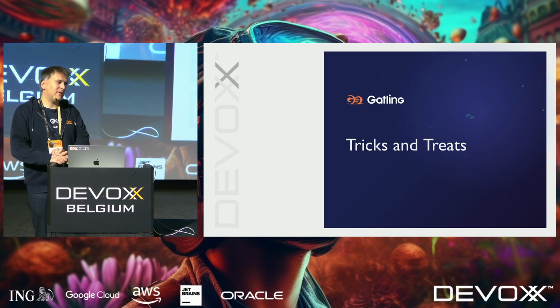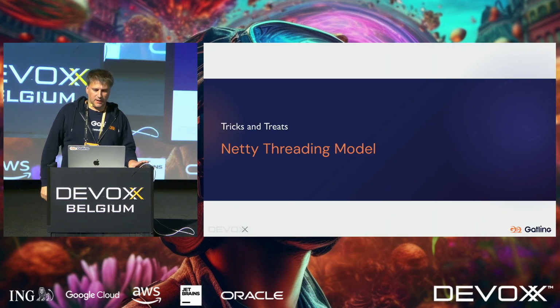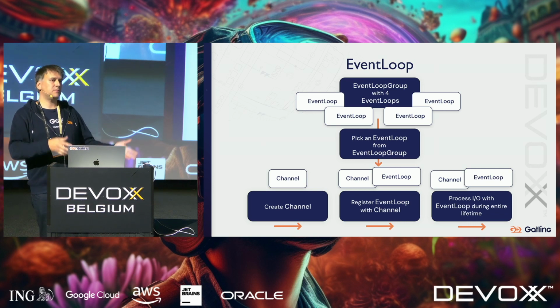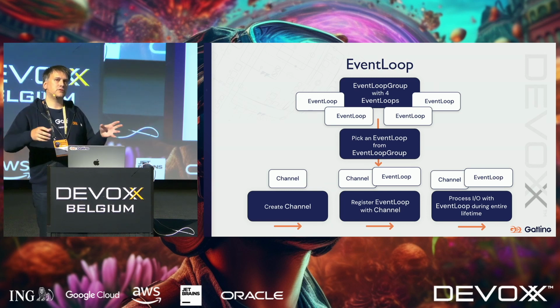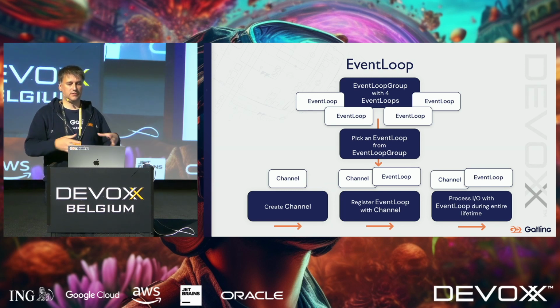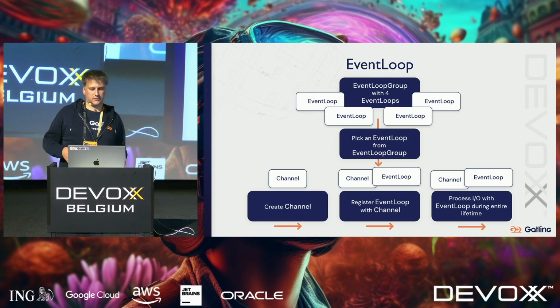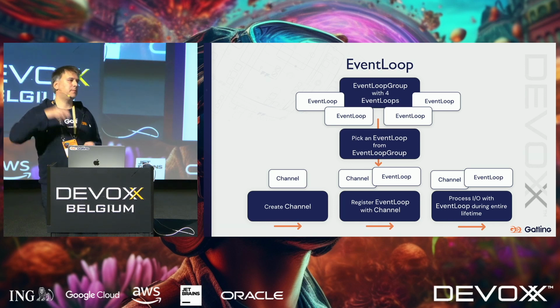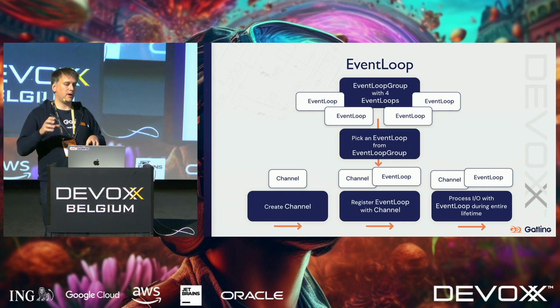Now let's have a look at the main tricks that Netty has implemented over the years to achieve great performance. The first one is the threading model in Netty. The threading model is based on event loops. So remember, event loops are actually passed as a group, which is an event loop group. Every time your transport creates a channel, it's going to pick an event loop from the event loop group and register this event loop with the channel.